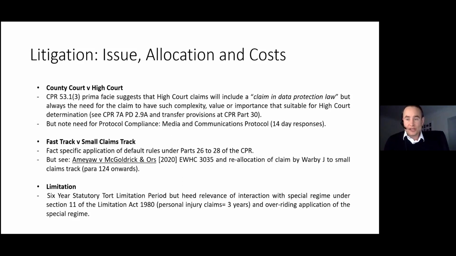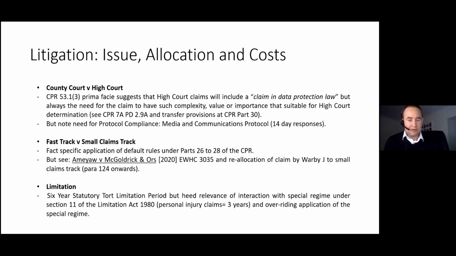And he also said there is nothing which stops this low value claim being reallocated to the small claims track. So it's a slightly offhanded comment, paragraph 124, as regards reallocation to the small claims track, but particularly if you're a defendant, an important judgment to consider.